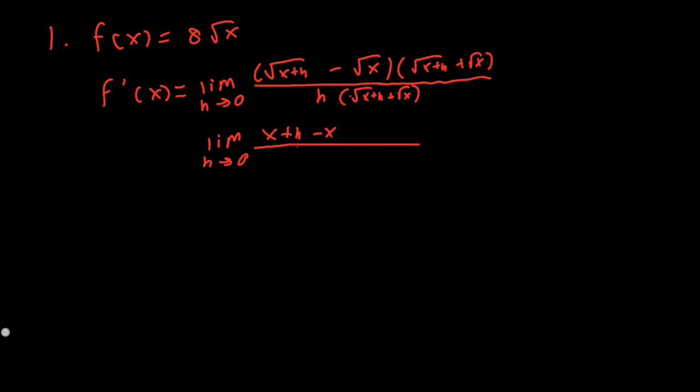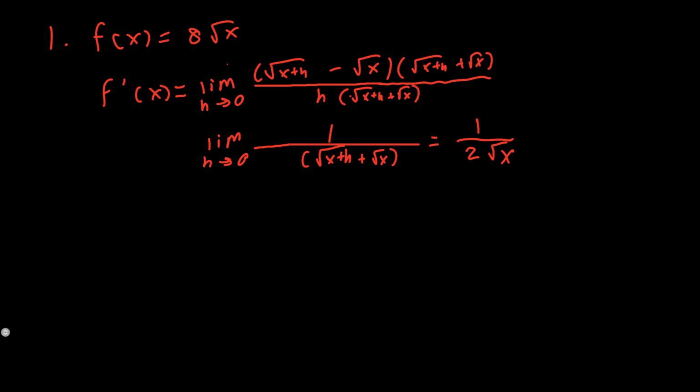Okay. And we're going to have h in the top, and h in the denominator, and we have root x plus h plus root x. So those are going to cancel out because, of course, there's an h in the numerator and denominator. And if h equals 0, we will simply get 1 over root x plus root x, which is, in turn, 2 root x.